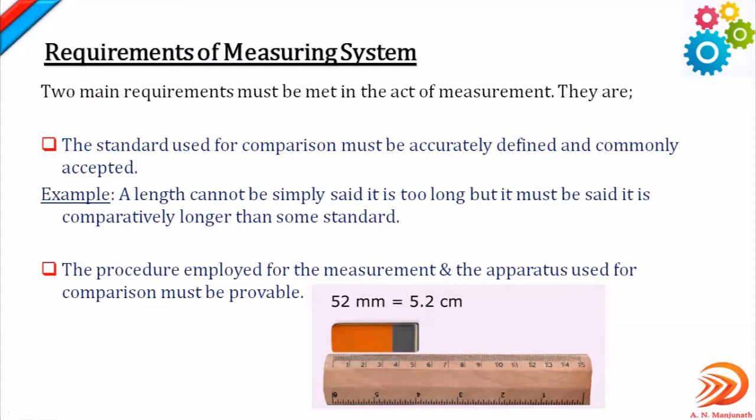Another requirement is the procedure for the comparison. The procedure for the measurement, and the operators used for the comparison, must be provable. What comparison you are doing for the measurement, and the operators, should be provable. So these are the two requirements of measuring systems.